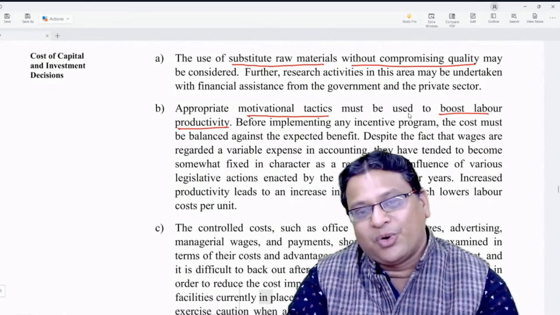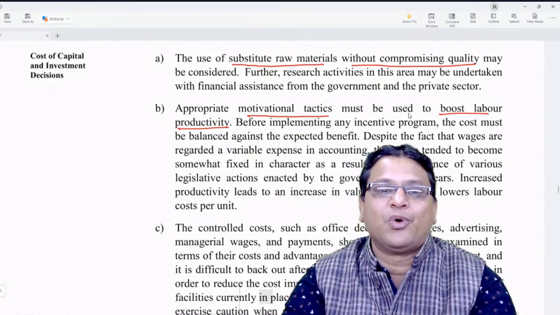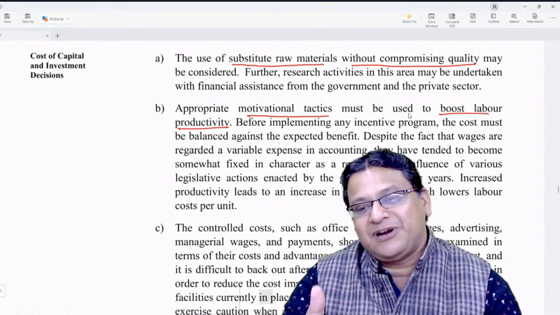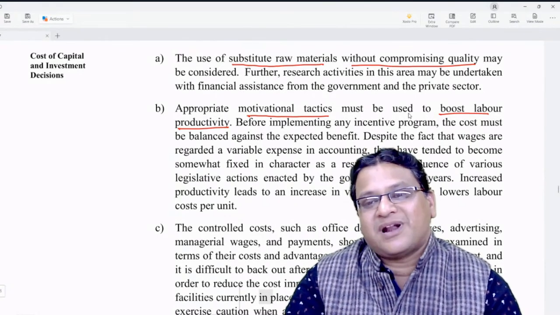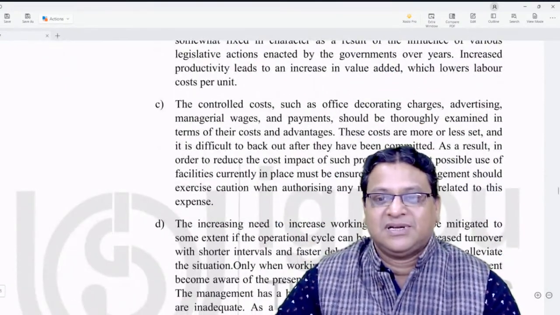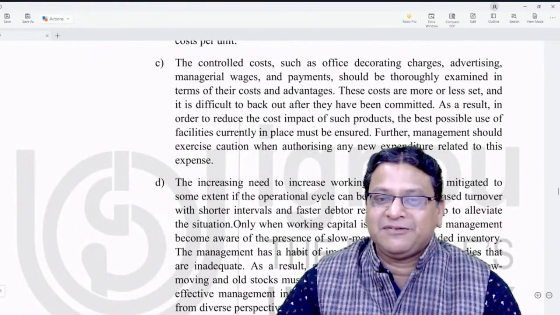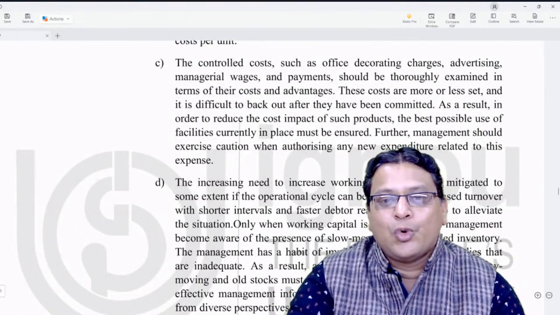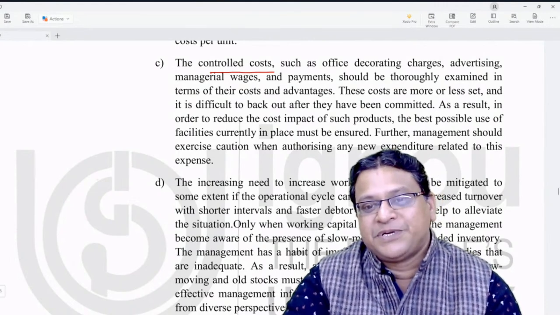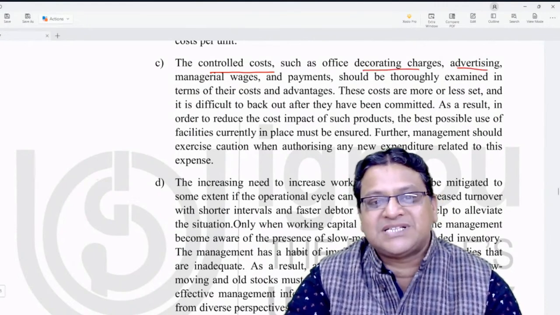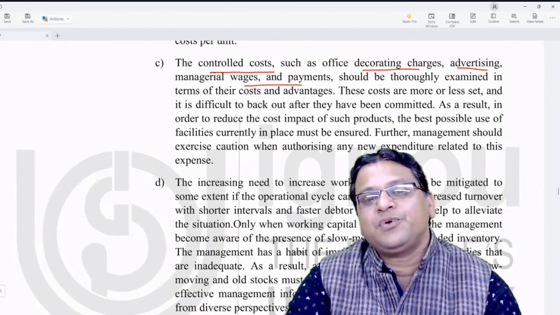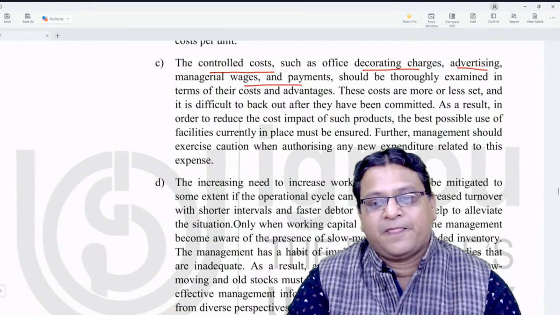Labor cost is more. If their productivity is more, per unit labor cost will come down. So during a period of inflation, we have to try to boost the labor productivity of the organization. Next, during a period of inflation, we want to control unnecessary costs, like office decorating cost, unnecessary advertisement cost, and unnecessary payment delays. We have to reduce those.